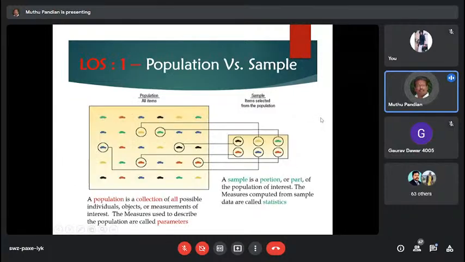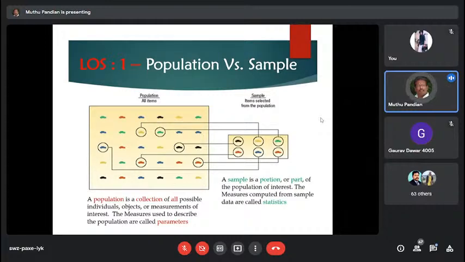So we start with the broader term, statistics. Before we enter into statistics, you should understand what is meant by population and sample. Population is a collection of all possible individuals or all possible units of measurement of interest. The sample is a representative element or representative unit of measurement.